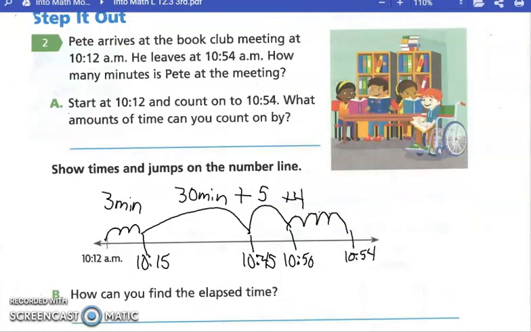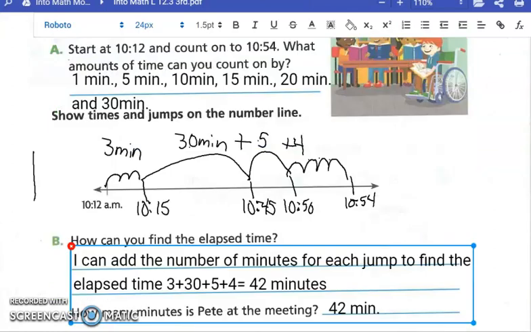Okay, so we went down on our number line. We started at 10:12. We skipped 3 minutes, 3 1-minute time periods to 10:15 because it's easier to skip count by 5 with numbers ending in 5. Then we added 30 to get to 10:45. Then we added 5 to get to 10:50, and then we added 4 minutes. So we've got to add all this up. What is 30 plus 5? 35. Plus 4? 39. Plus 3? 42.